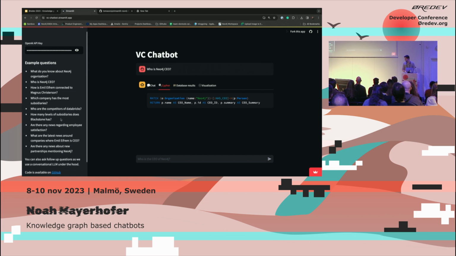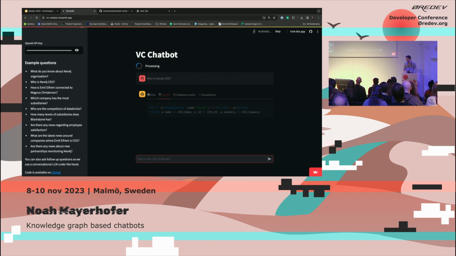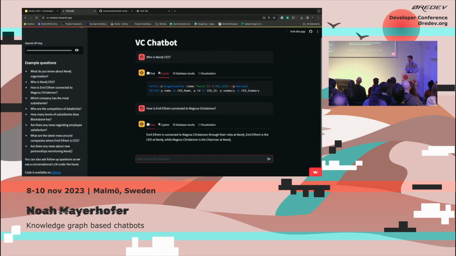But then we can also ask other questions. So we can ask multi-hop questions like this. How is Emil Eifrem connected to Magnus Christensen? And this is a multi-hop question, right? We need to find Emil and then find a path to a node called Magnus. And we can see that they are connected through their roles at Neo4j, where Emil is the CEO and Magnus is a chairman at Neo4j.